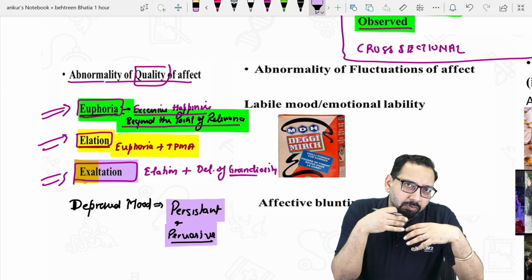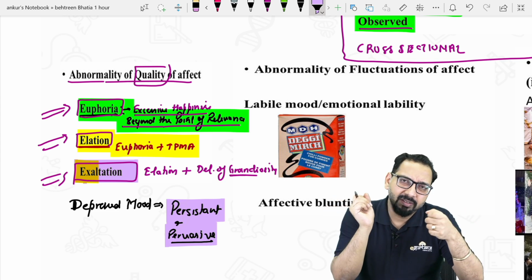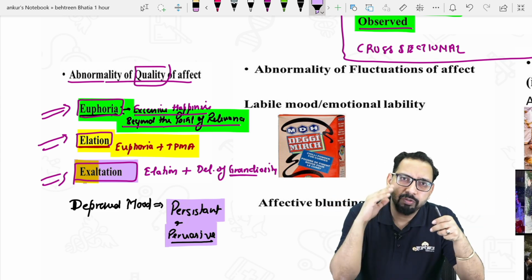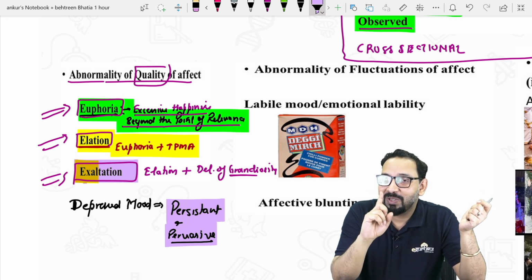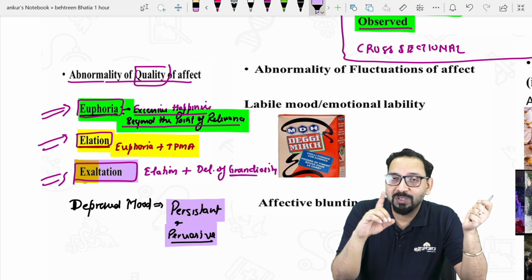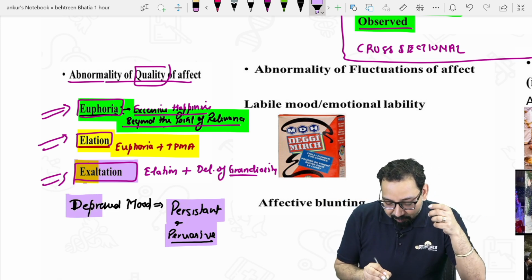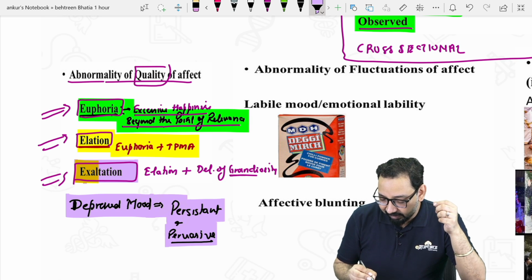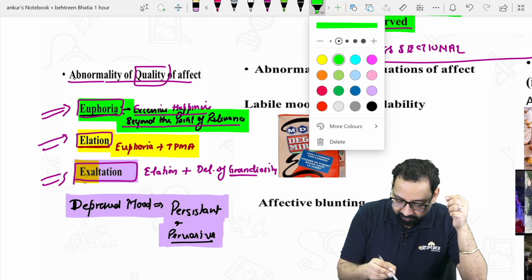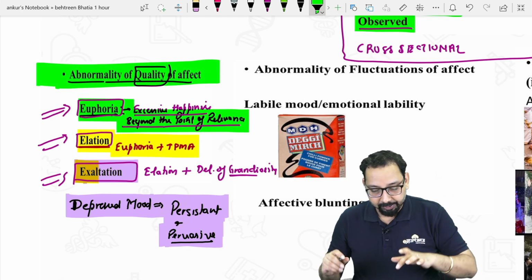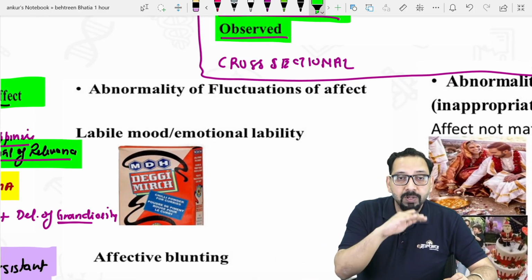He is watching a movie, he is sad. He is talking to his friend, he is sad. He is eating, he is sad. If he is talking to his girlfriend and he is happy, this is not pervasive. Pervasive means all aspects of life, means jeevan ke har pehlu mein dukhi dukh hai. Yes, that is pervasive. So depressed mood we will say when sadness is persistent and pervasive. So these are the abnormalities of quality of affect. Questions are asked. Clear?